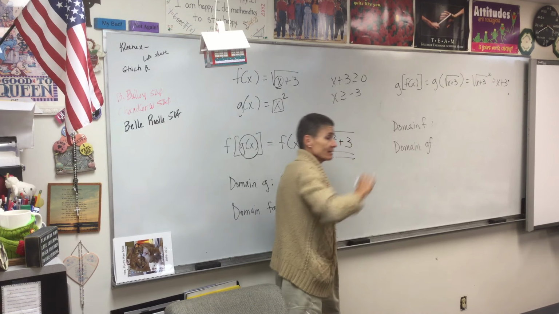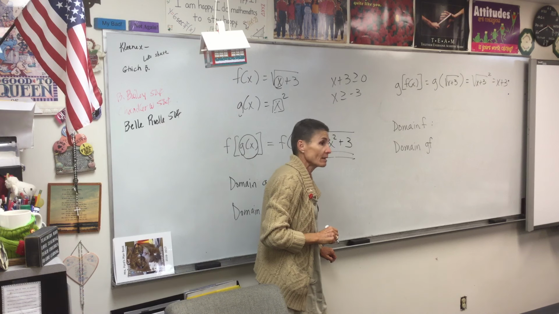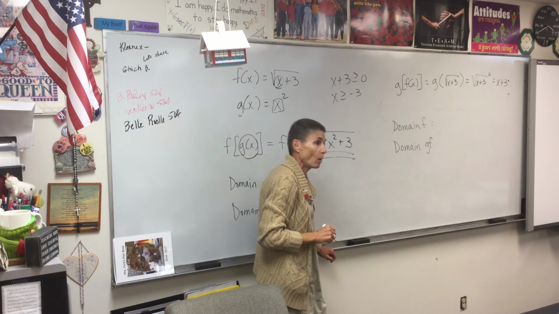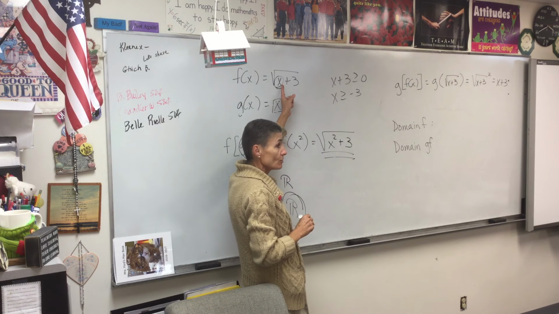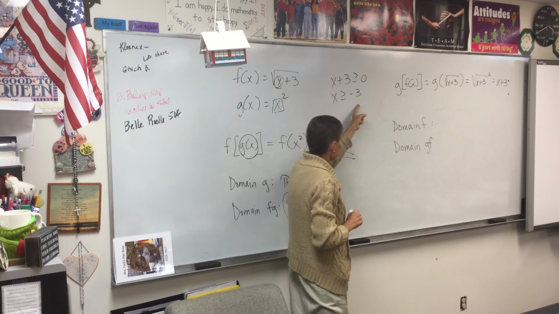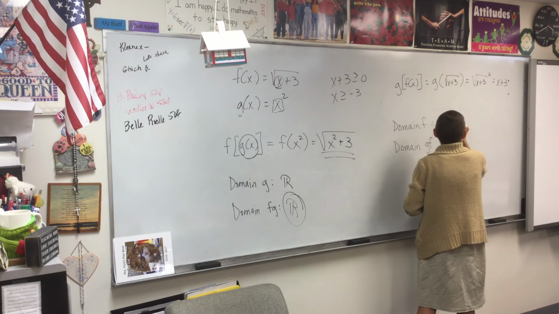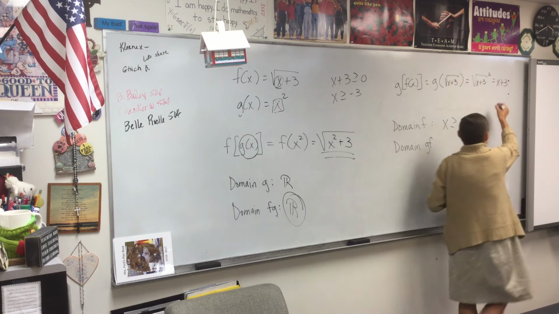I know exactly who's watched the 1-2 video and who hasn't. You guys, there is a lot of information in that video and you need to watch it. It walks you through this. Whatever is under the radical must be positive. So X has to be bigger than or equal to -3. Now, look at the final answer.